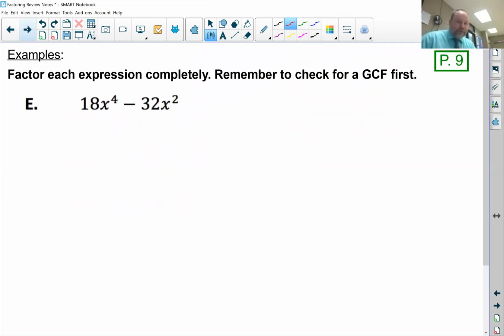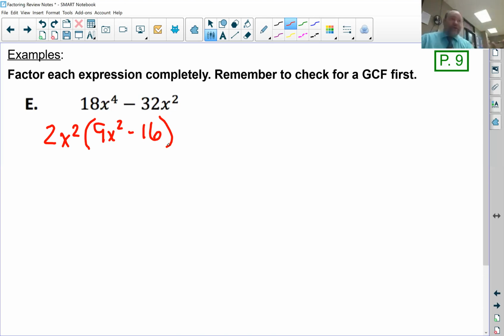All right. So again here, look for a greatest common factor, and there is one. There is an x squared in both terms. And then check 18 and 32, do they have a common factor? I think 2 is a common factor. And then the big key here, there are only 2 terms.